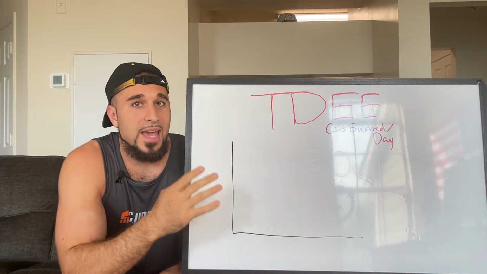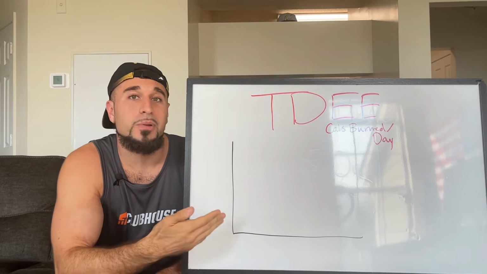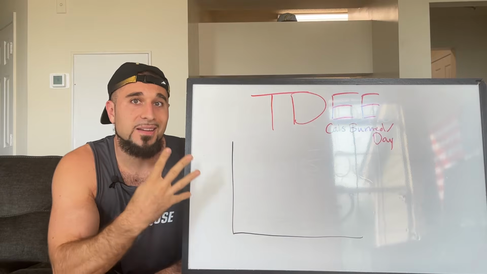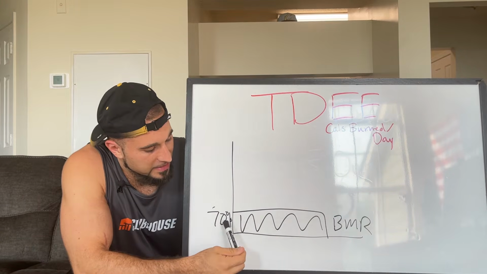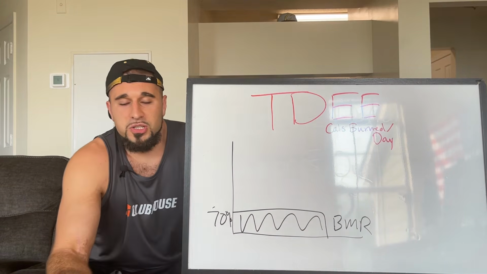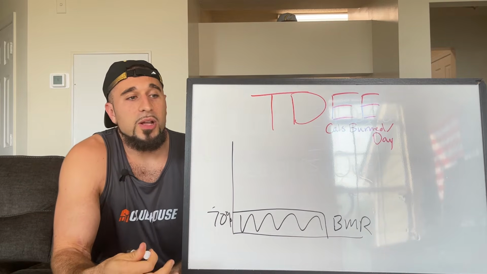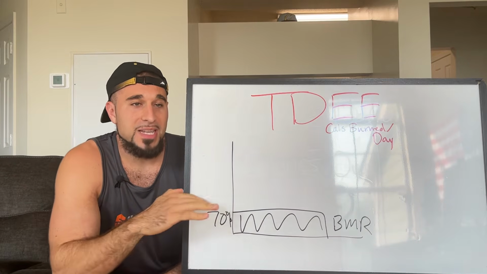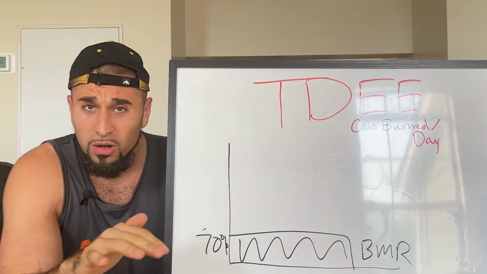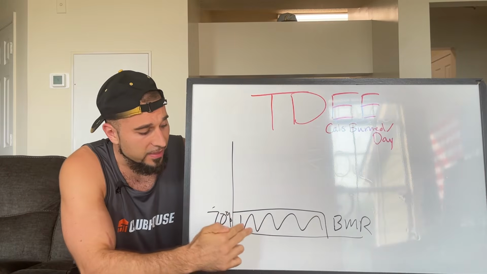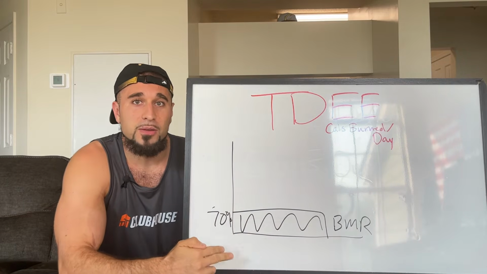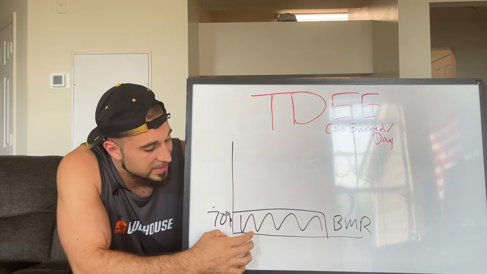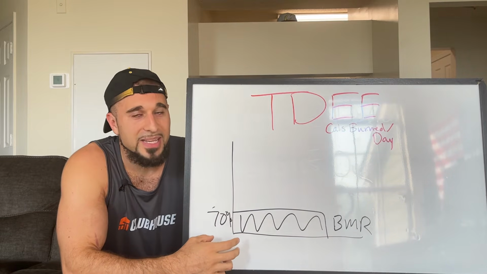Your total daily energy expenditure, or just how many calories your body burns during the day, is made up of four main components. The first is your BMR, your basal metabolic rate, which is essentially how many calories your body burns at rest. If you laid in bed all day and did absolutely nothing, this is how many calories your body would burn on a day-to-day basis. This is different for everybody, but this takes up 70% of how many calories your body burns during the day.